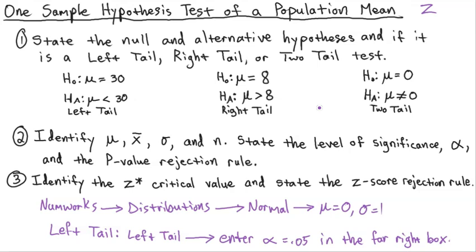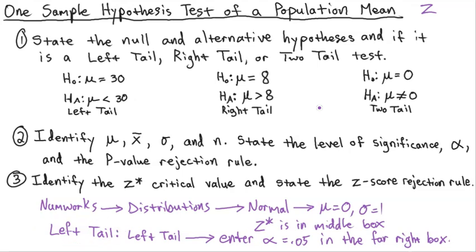Okay, so I'm going to write here: Z star is in the middle box. Okay, all right, and that's how we find the critical Z value when it's a left tail test.